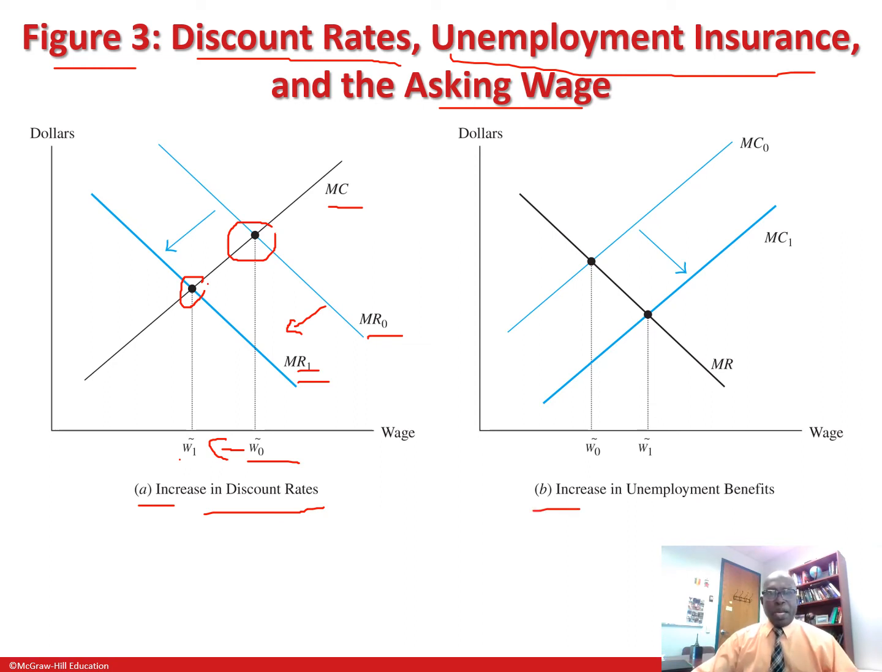On the other end, in panel B, the equilibrium is at W theta 0, where the marginal revenue MR crosses the marginal cost MC0. If there is an increase in unemployment benefit, this will reduce the marginal cost of search and shift the marginal cost curve down to MC1, which will increase the asking wage. The new marginal cost curve will cross the marginal revenue curve at this point, where the new asking wage will be W theta 1, which is higher than W theta 0.